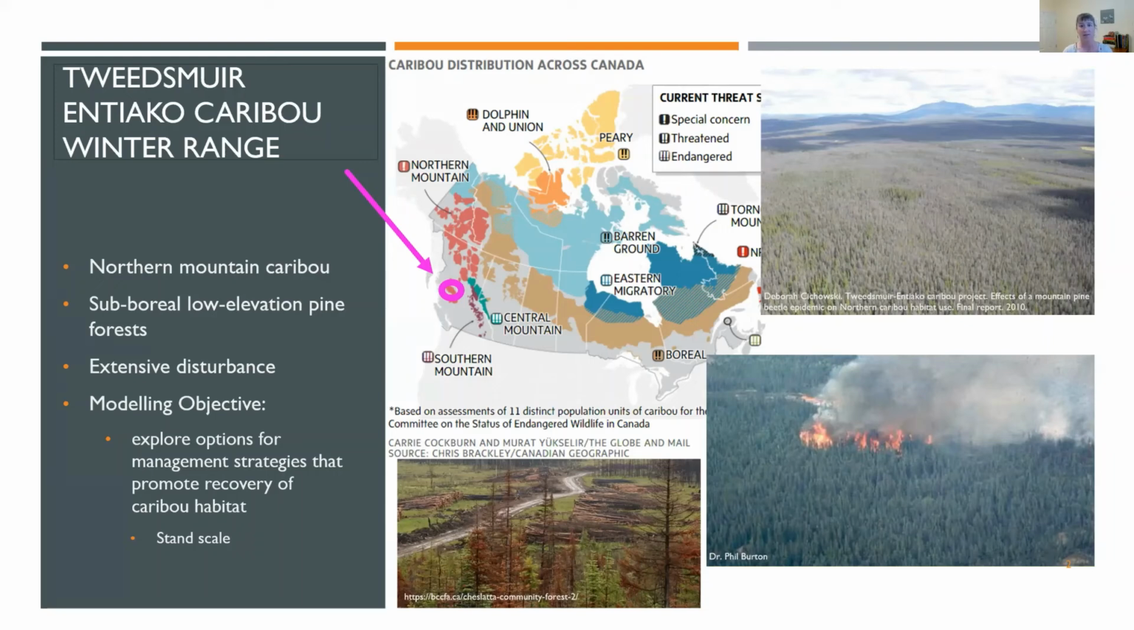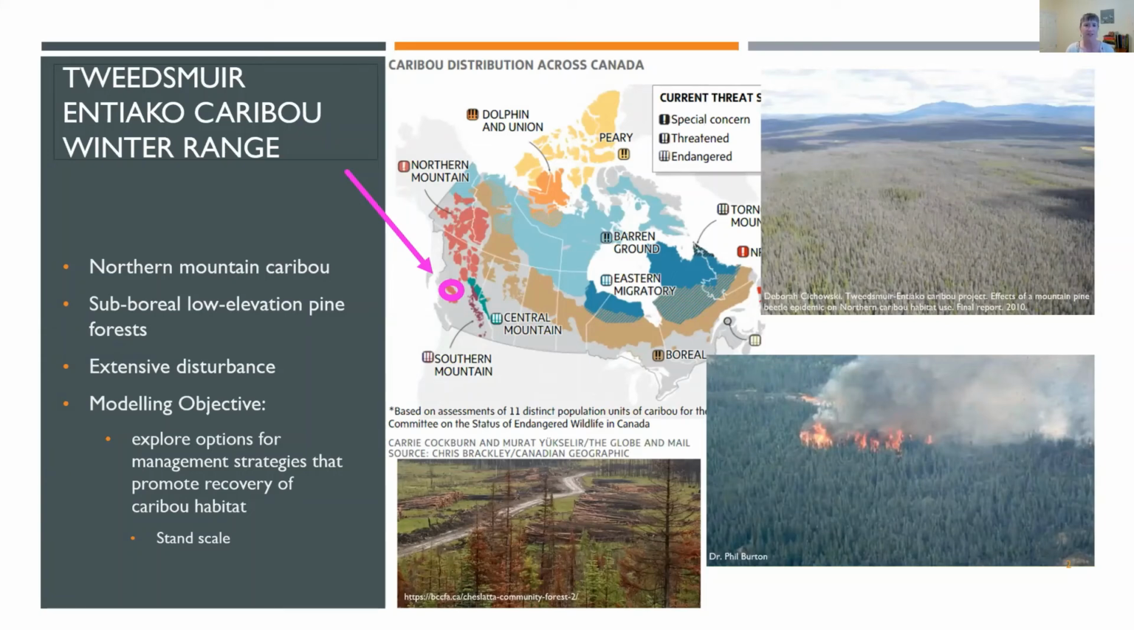And that extensively burnt the Tweedsmuir and Itcha-Ilgachuz caribou winter range. It was focused in that area. And then there's been extensive timber harvest in the area as well in response to those disturbances.